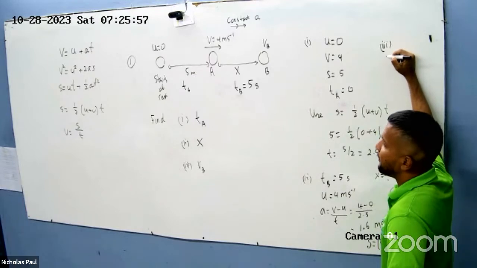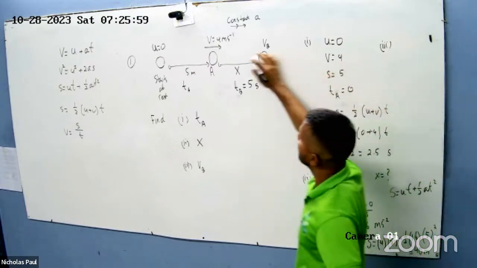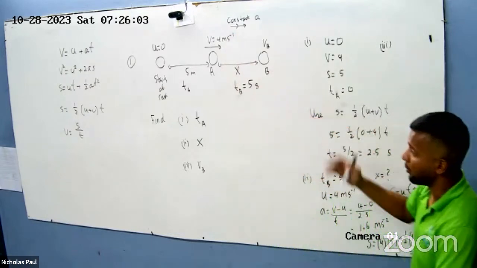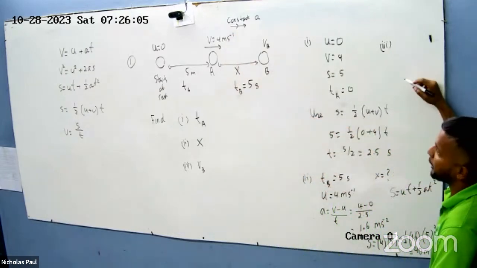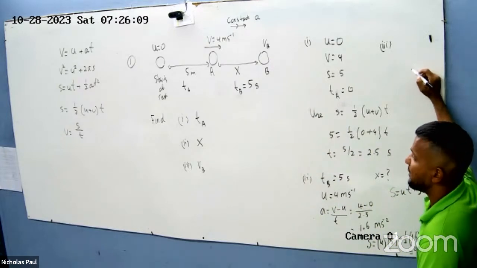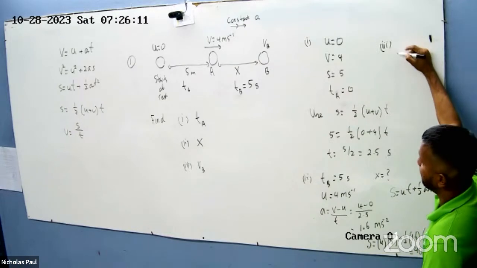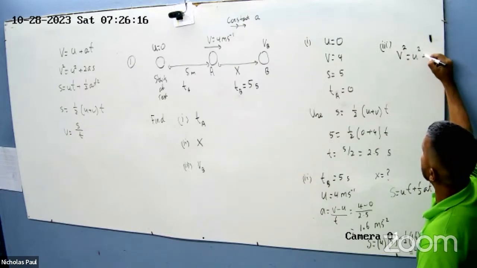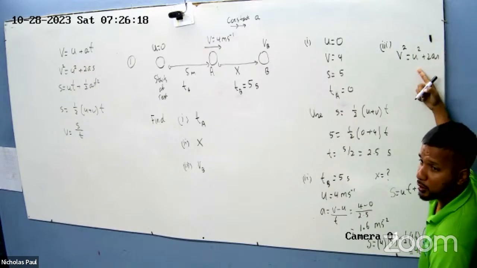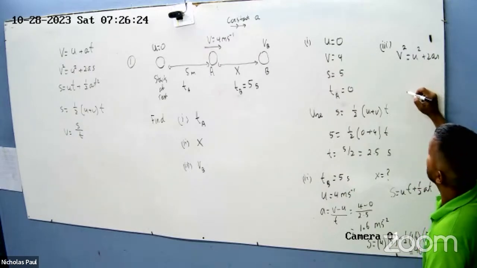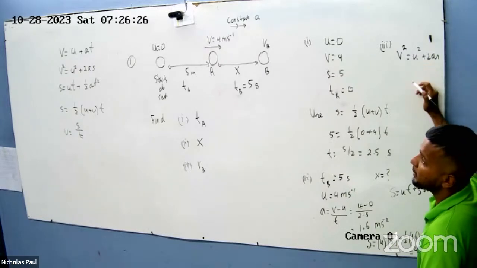They want us to find v. What do we have? We have u, we have a, we have t. So we could probably use any equation there. You can use the S equation with the half. But we can use the first one, or we could use v squared is equal to 2as. Which one do we use?